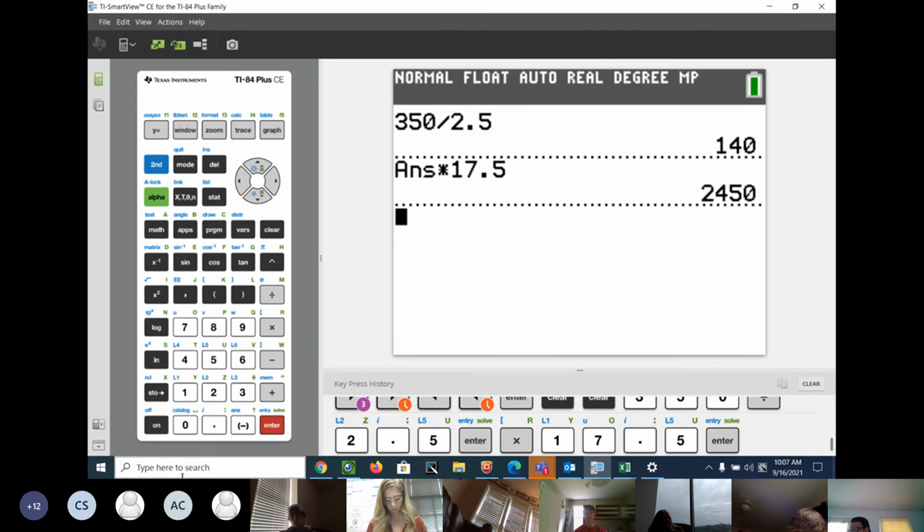2450. So whether you do it with a calculator or you do it setting them equal to each other, those are the two easiest ways to do it. Capiche?